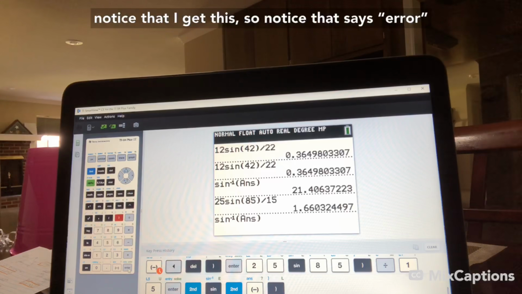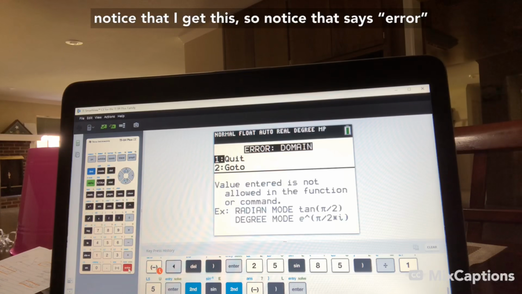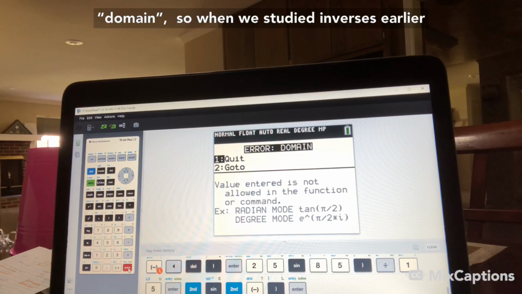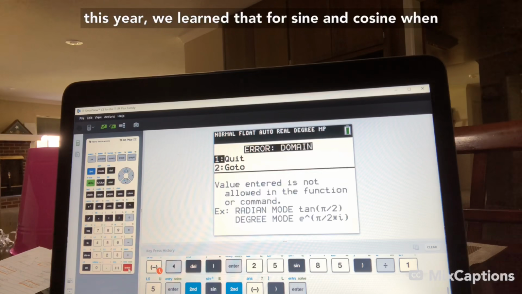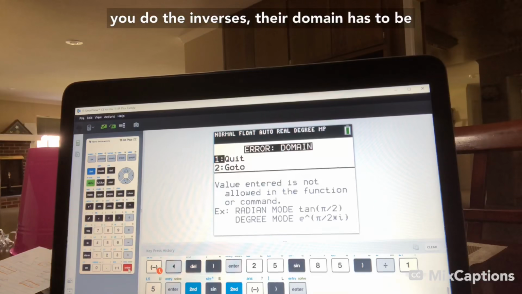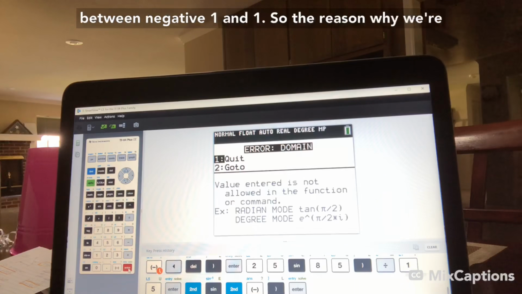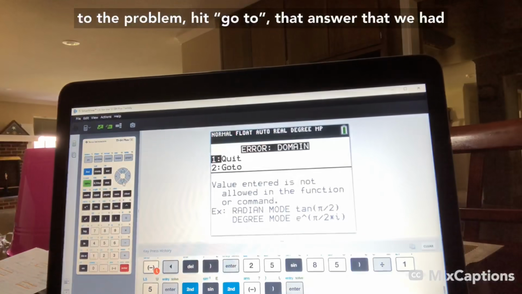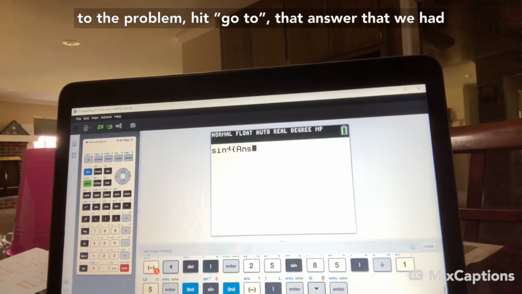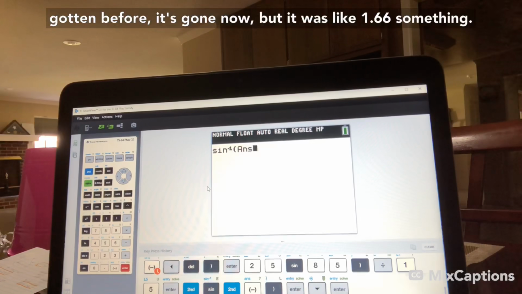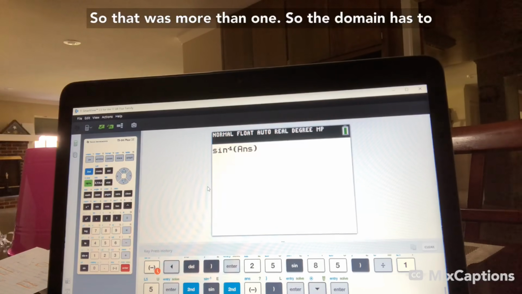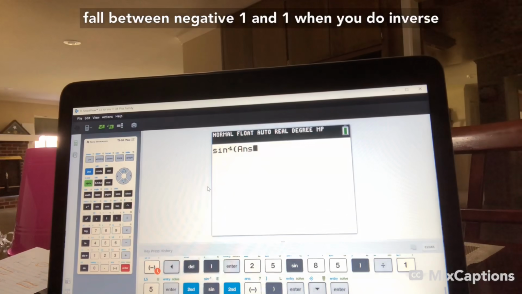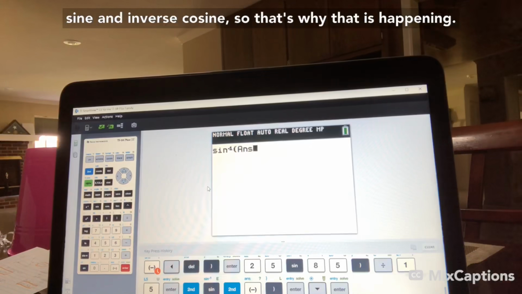And notice that I get this. So notice it says error domain. So when we studied inverses earlier this year, we learned that sine and cosine, when you do the inverses, their domain has to be between -1 and 1. So the reason why we're getting this error is because if we go back to the problem, that answer that we had gotten before, it's gone now, but it was like 1.66 something. So that was more than 1. So the domain has to fall between -1 and 1 when you do inverse sine and inverse cosine. So that's why that is happening.